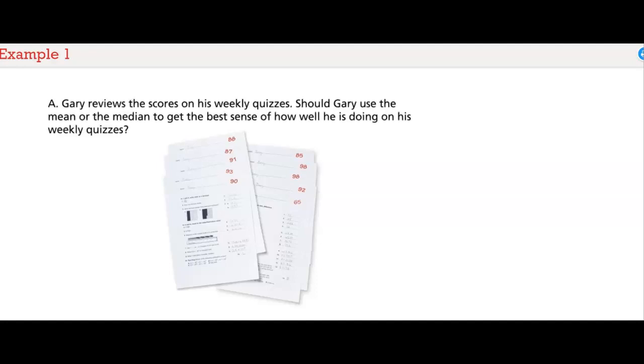Part A. Gary reviews the scores on his weekly quizzes. Should Gary use the mean or the median to get the best sense of how well he is doing on his weekly quizzes?